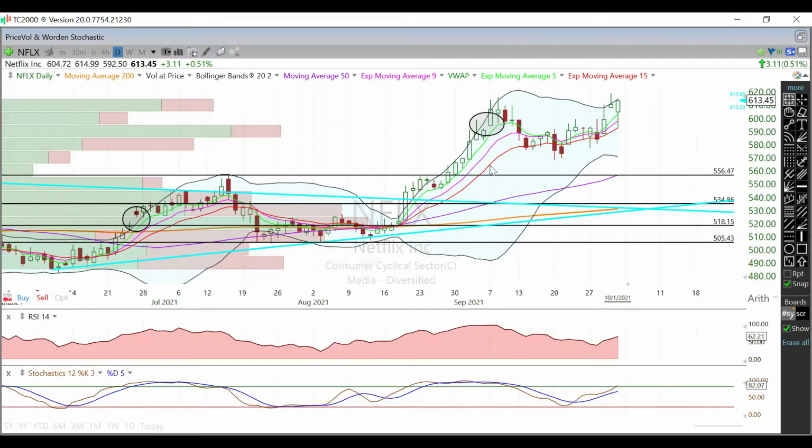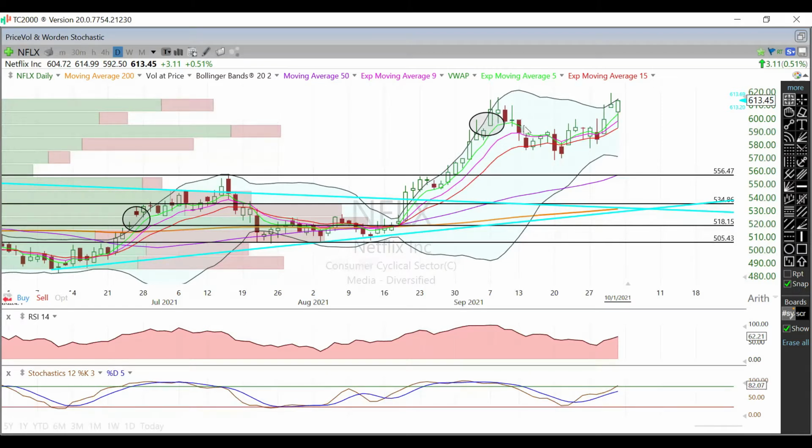Now, when we have gaps that are that small, like a $4 gap on a $600 stock, you're not really worried about needing to fill that gap, right? You're not really looking to fill gaps that small on a large stock like this. You're not really too worried about it, but ultimately we will end up filling this gap.